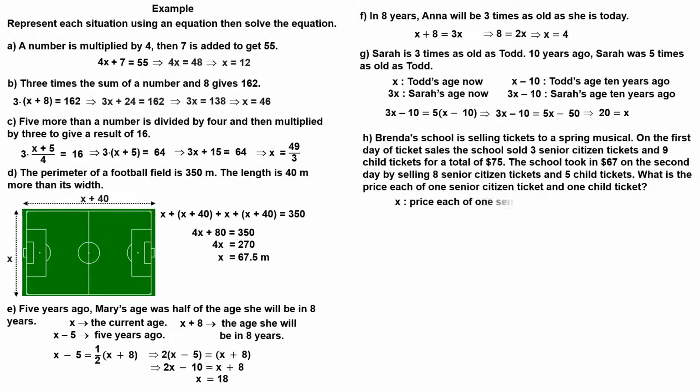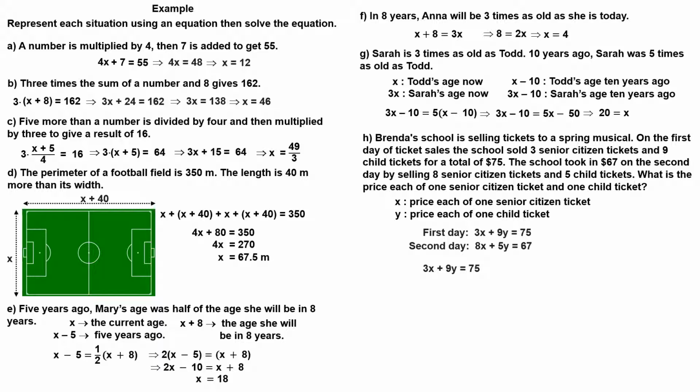x, price of one senior citizen ticket. y, price of one child ticket. First day, 3 times x plus 9 times y is 75. Second day, 8 times x plus 5 times y is 67. We get a system. So let's solve it.